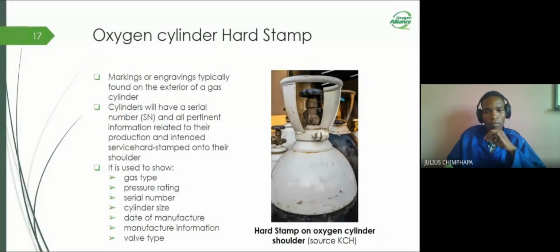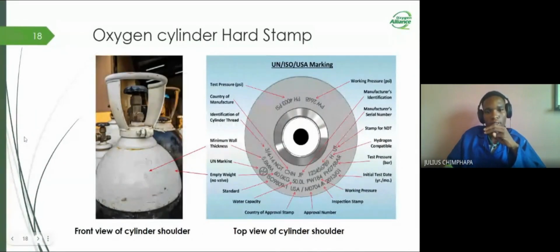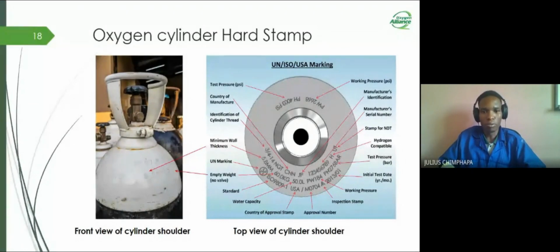Among the information that these markings carry include the type of gas that has to be used for the cylinder, the pressure rating, the serial number, the size of the cylinder, date of manufacture, the information of the manufacturer, as well as the valve type, etc. On the next slide, we'll discuss some of this information that is found on the shoulder of the cylinder, the hard stamp. As shown here, we have the front view of the cylinder on the left, and the top view on the right.